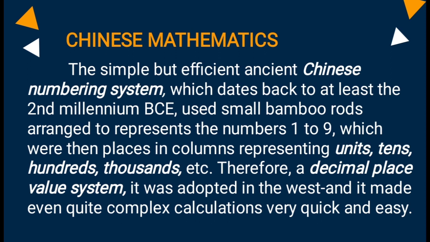The simple but efficient ancient Chinese numbering system, which dates back to at least the second millennium BCE, used small bamboo rods arranged to represent the numbers 1 to 9, placed in columns representing units, tens, hundreds, thousands, etc. It was therefore a decimal place value system, later adopted in the West, and it made even quite complex calculations very quick and easy.